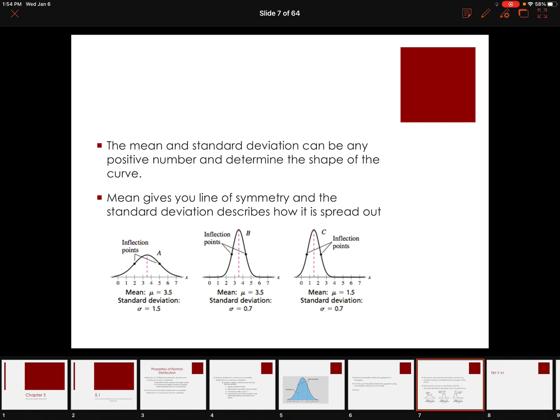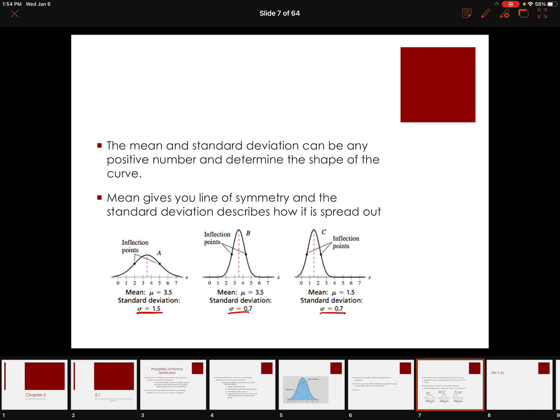The mean and the standard deviation can be any positive number and they'll determine the shape of that curve, because like I said, the mean is the point where it's symmetric about. So depending on where your mean is, it's going to change the look of your graph. So the mean will give you the line of symmetry, and the standard deviation describes how spread out it is. Remember, the bigger the standard deviation, like in this case, the wider the graph is going to be. The smaller the standard deviation, the less spread out or the taller that graph is going to be.